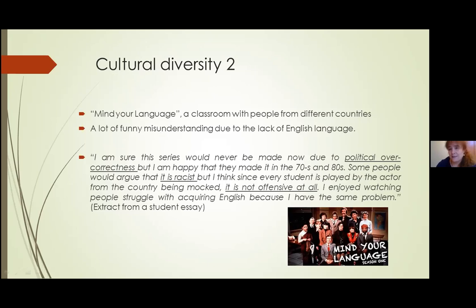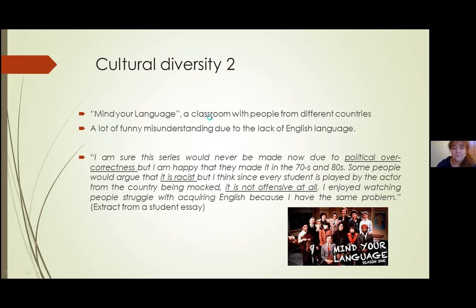As regards some of the language difficulties in the film, the students mentioned some of the most challenging language issues, for instance, understanding metaphors, large words, and punctuation, and mixing English with Spanish. And he himself admitted that he enjoyed watching people struggling with acquiring English because he himself has the same problem.